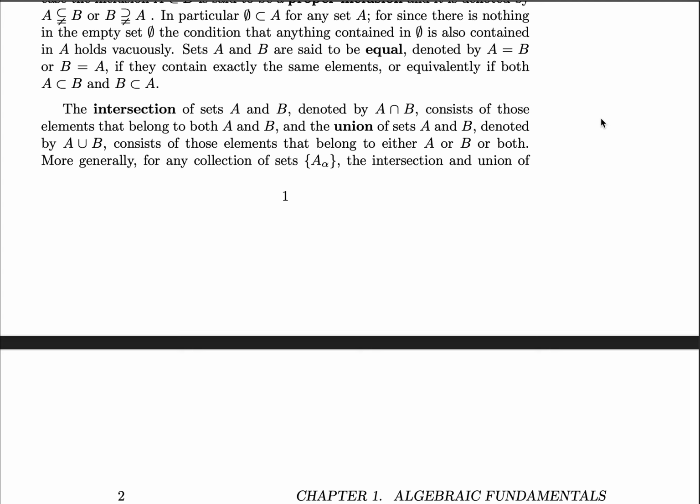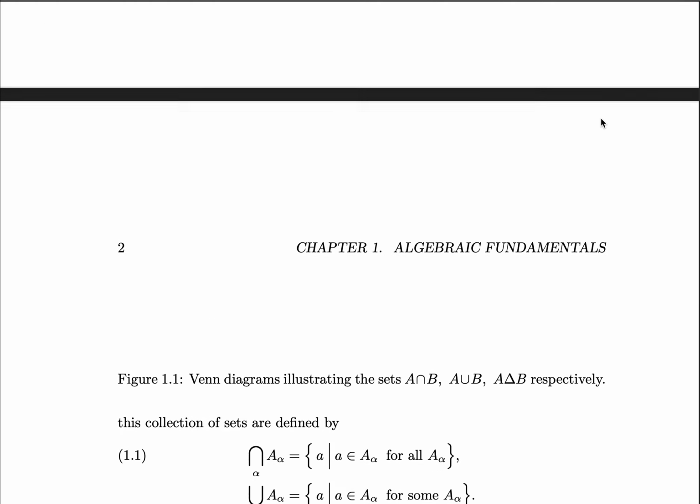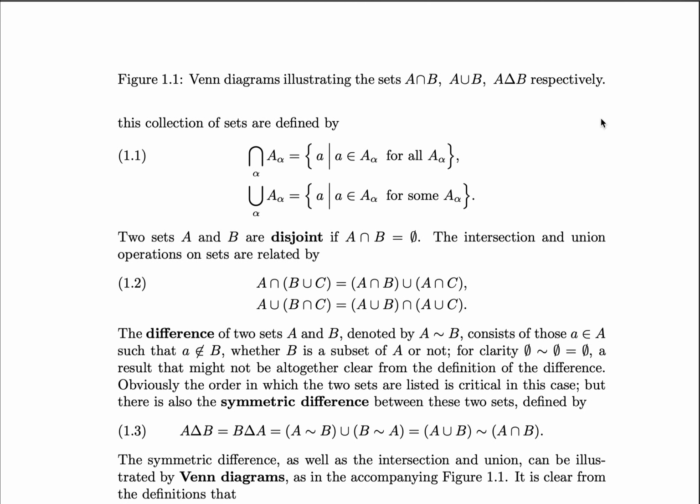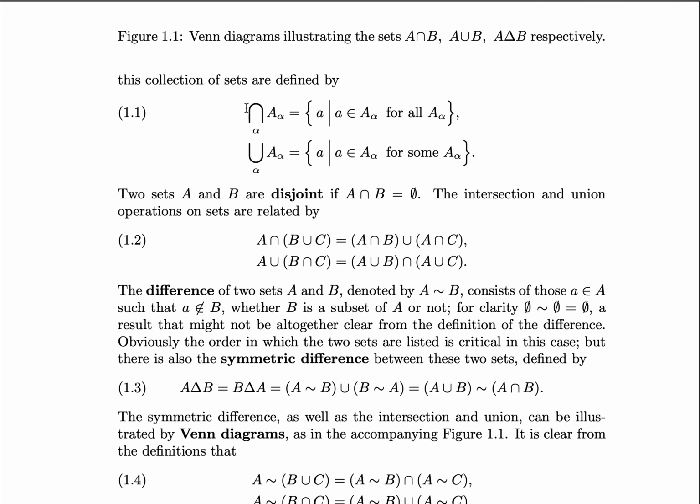More generally, you can expand these to any collection of sets A sub alpha, where the intersection and union of this collection of sets is defined as follows. The intersection over all alpha of A alpha is the set of all elements a such that a is an element of A alpha for every alpha, and for the union, the set of all elements a such that a is in some element of your collection of subsets, so some A alpha. We say that two sets are disjoint if A intersect B is the empty set.